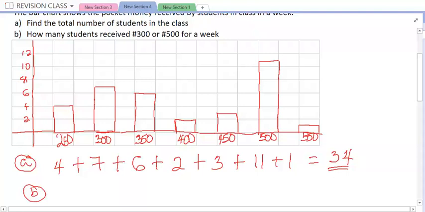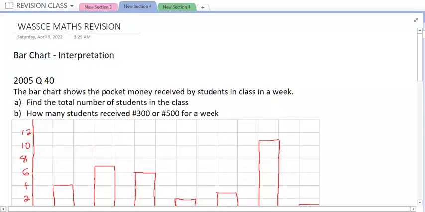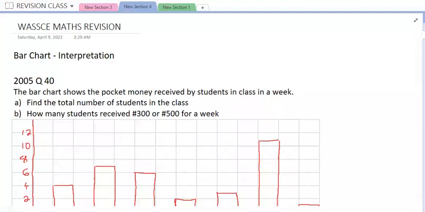So let's go. How many students received 300? 7. How many students received 500? 11. So the number of students that received 300 or 500 will be 7 plus 11, which is 18. So 18 students received 300 or 500. That is the answer to WAEC 2005 question 40.